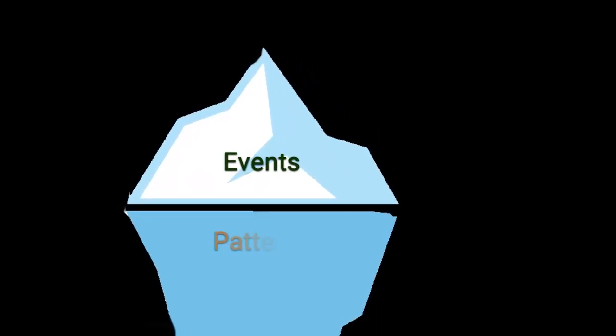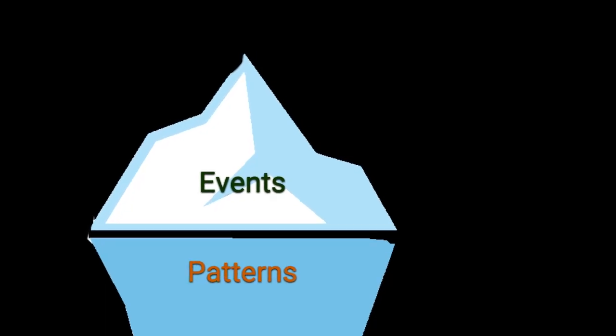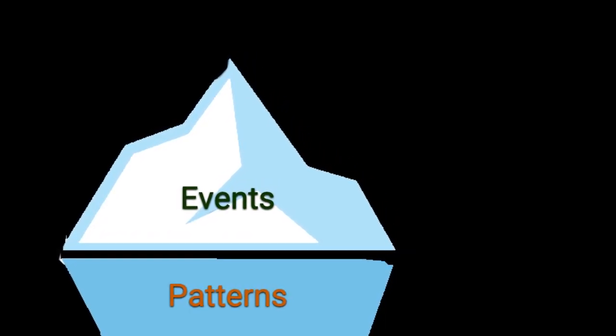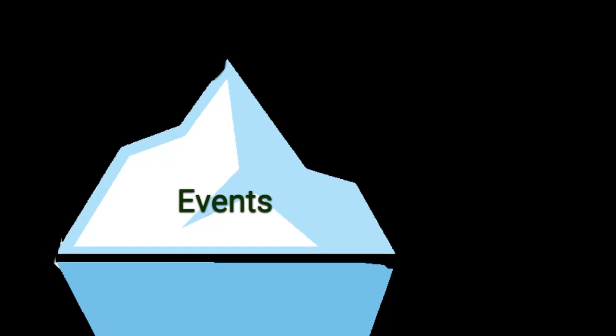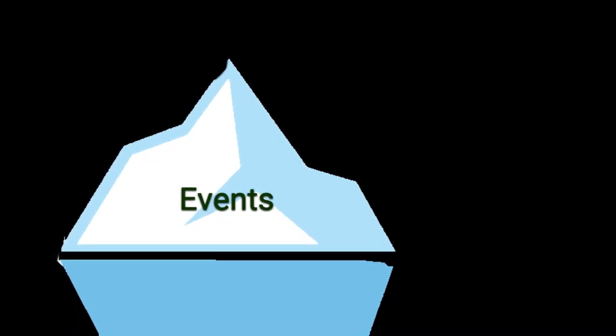Let's take a deeper look into how we can apply this in problem solving. In our case, we will use the four-layer model. These are events, patterns, underlying structures, and mental models. Events are above the waterline, or what we call the visible aspects. This is the top layer of the iceberg, visible above the waterline.